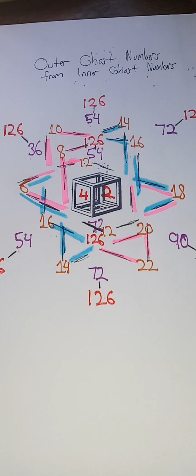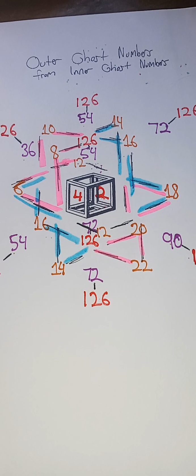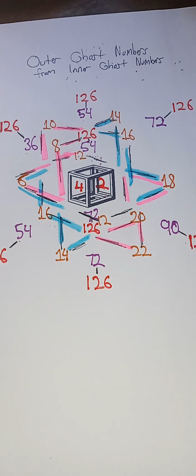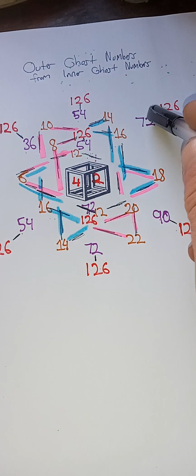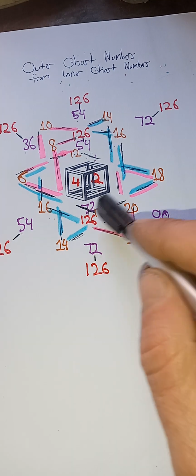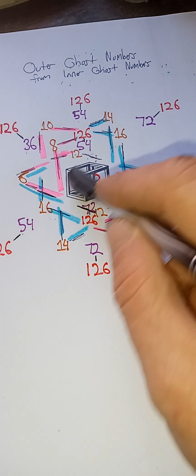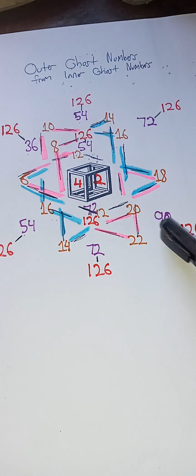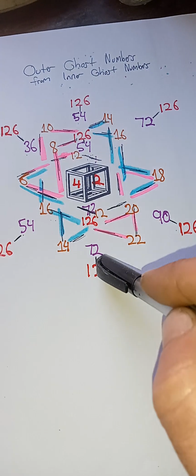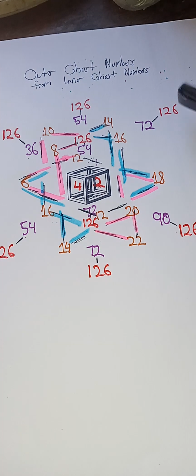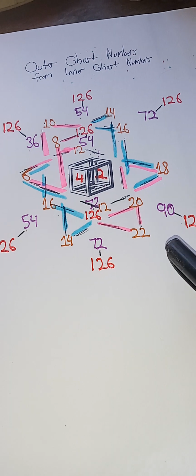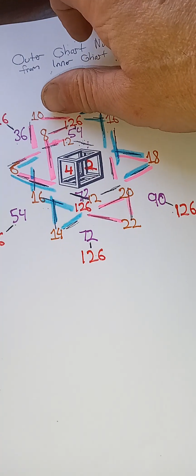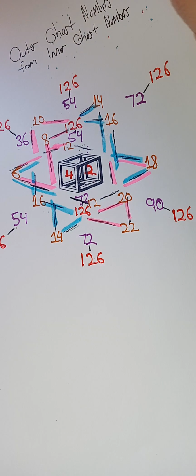Okay, and now these are the outer ghost numbers from the inner ghost numbers. Now that you have the inner ghost numbers, you can determine the outer ghost numbers by adding them together across their diagonals. And it's 126, which is 3 times 42 in a cube.